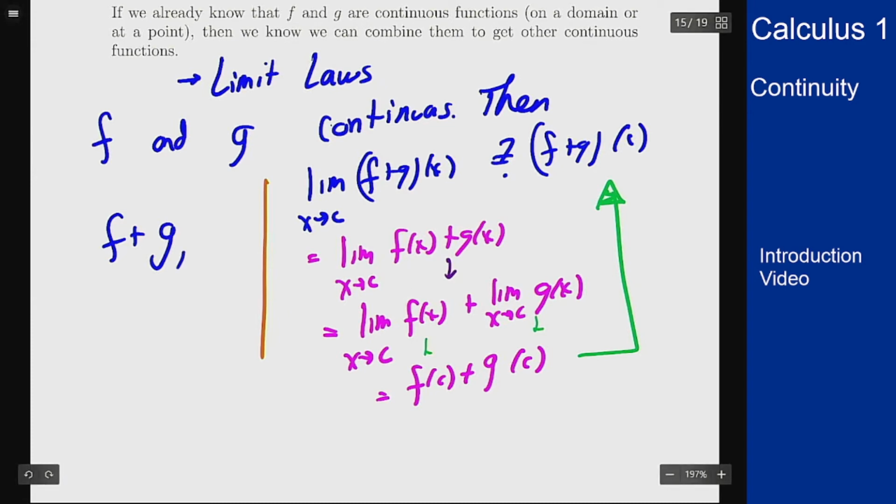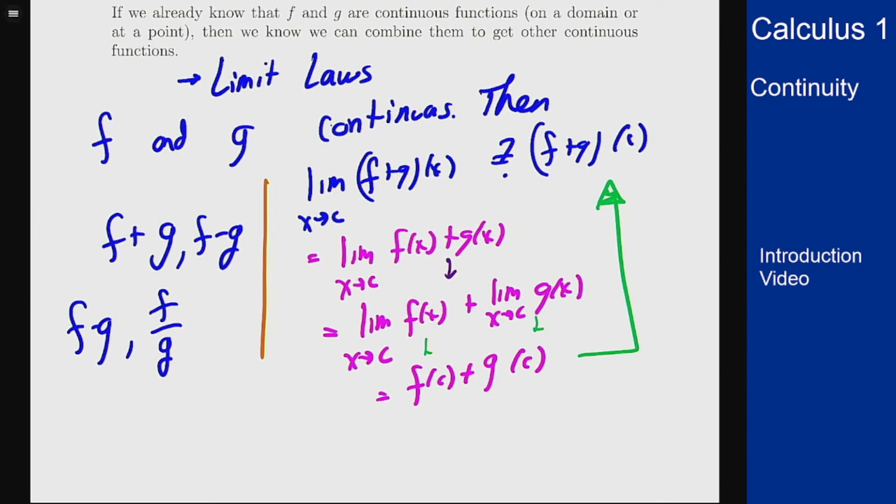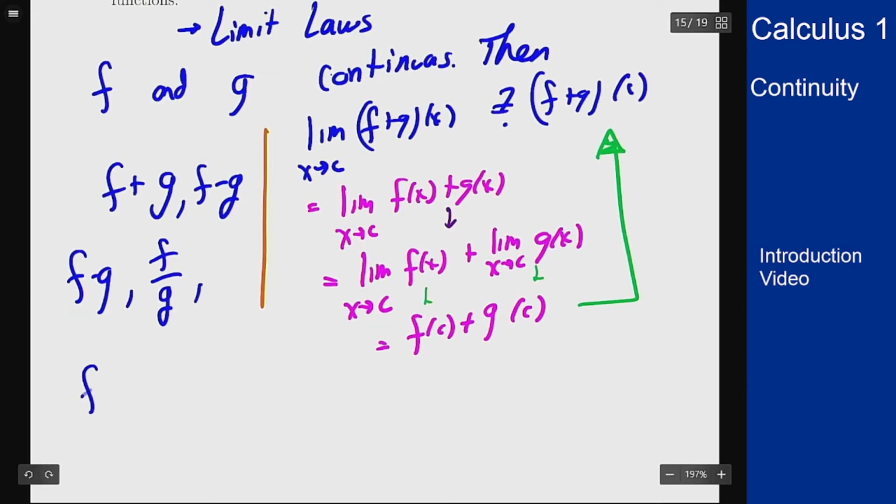Similarly, f minus g is also continuous with the exact same property. f times g is continuous. f over g is continuous. This doesn't need a condition on it because if g is 0, we're not in the domain, so the function is not defined. Therefore, it's still continuous where it's defined, it's just not defined at that point. f to a power is continuous, the nth root of f is continuous, all by the same logic of our limit laws from before. And we have one more result from this.